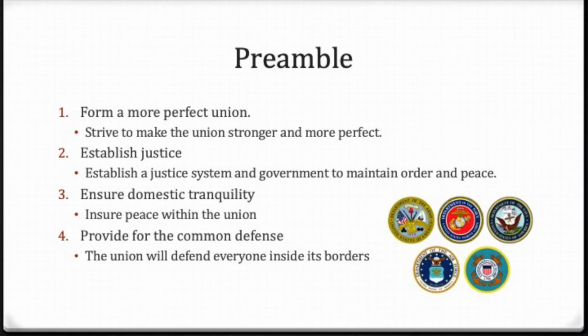Our fourth goal is to provide for the common defense, and this is where the nation will be defending itself against all foreign enemies. And so you understand, we have the Navy, the Army, the Air Force, the Marines, the Coast Guard, as well as the National Guard to defend us in this country. And you'll see those six again.